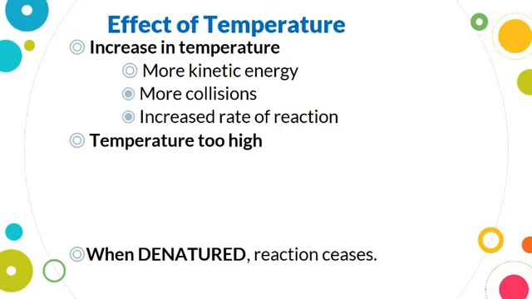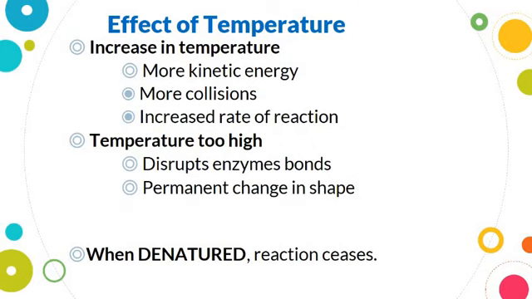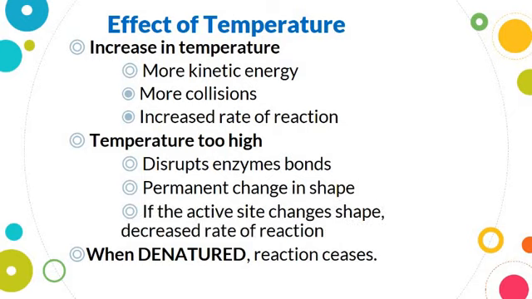If your temperature is too high, though, you're going to disrupt the bonds in your enzyme, and this will permanently cause a change in their shape. So if you imagine cooking something like an egg, you can't uncook it afterwards because you've broken those bonds, you've changed the protein structure, so it's permanently altered. If this happens in the active site of an enzyme, that means that you'll no longer be able to form a fit between your enzyme's active site and the substrate. So this will decrease the rate of reaction.